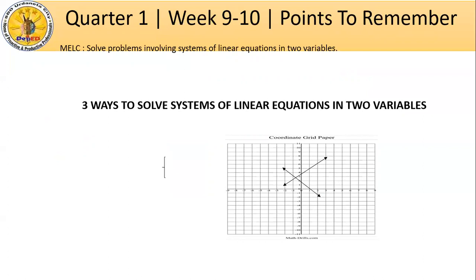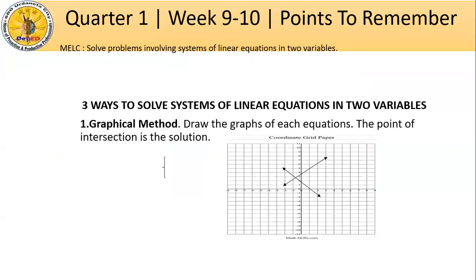And we have three ways to solve systems of linear equations in two variables. First is the graphical method. First, we draw the graphs of each equation, and the point of intersection is the solution, if there is one. In our example here, x plus y is equal to 2. The y-intercept is 2 and the slope is -1. So this is the graph for x plus y equals 2.